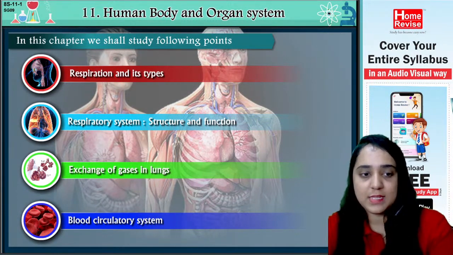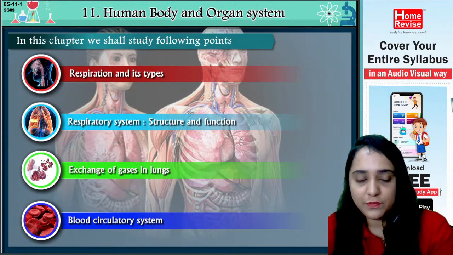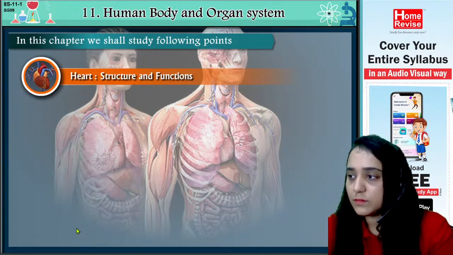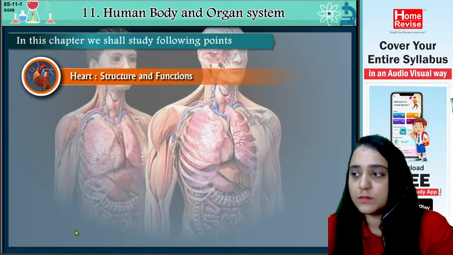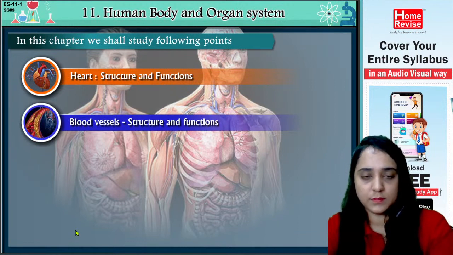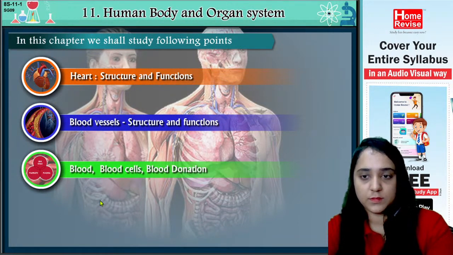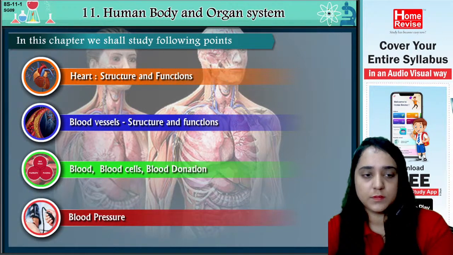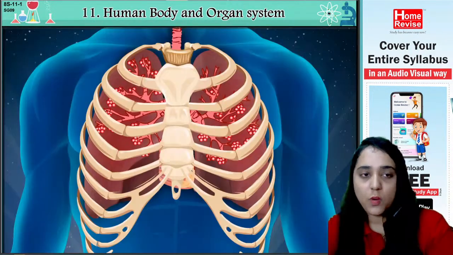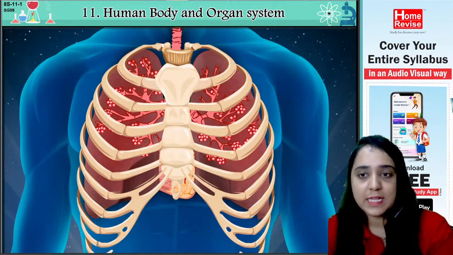blood circulatory system. Then we have heart, structure and functions, blood vessels, structure and functions, blood, blood cells, blood donation, blood pressure. Okay, so all these things we are going to study in this chapter.